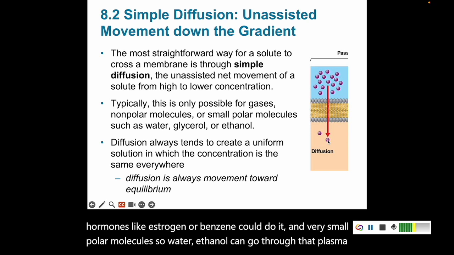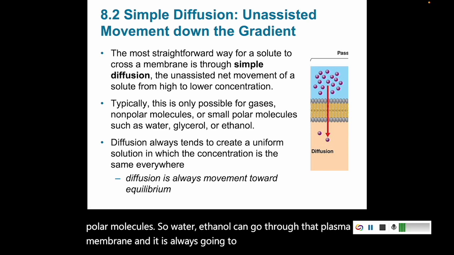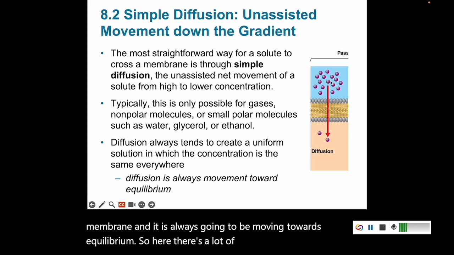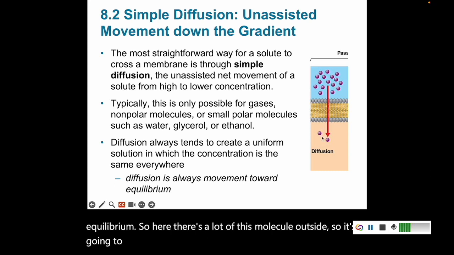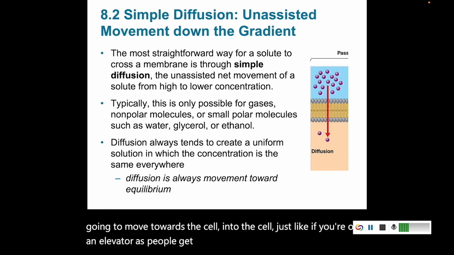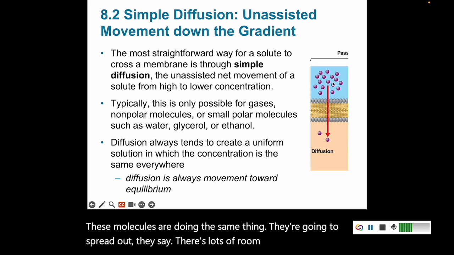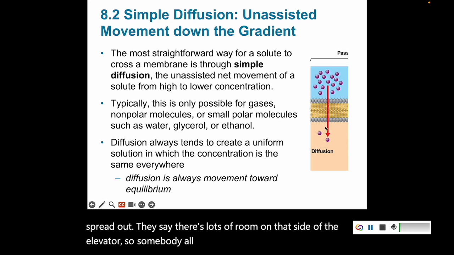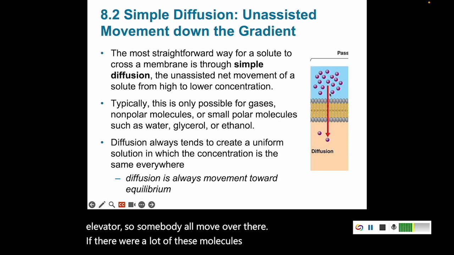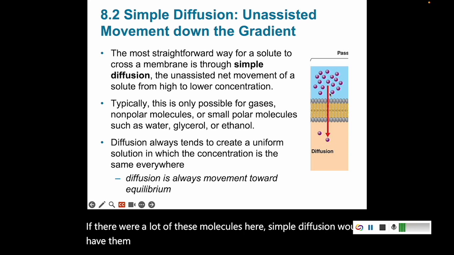And it is always going to be moving towards equilibrium. So here there's a lot of this molecule outside, so it's going to move into the cell. Just like if you're on an elevator, as people get on the elevator, you spread out. These molecules are doing the same thing. They're going to spread out. They say there's lots of room on that side of the elevator, so some of y'all move over there. If there were a lot of these molecules here, simple diffusion would have them move across to the other side.